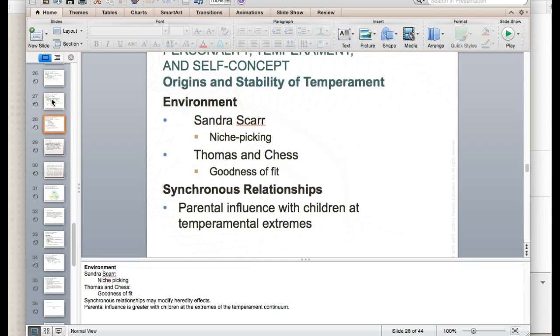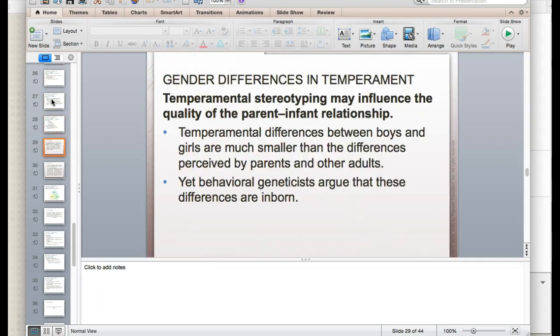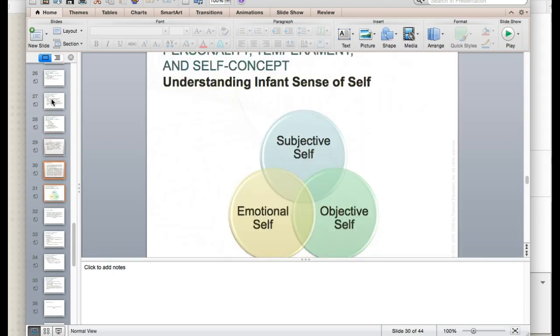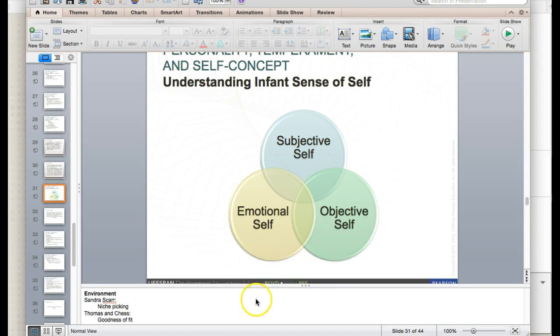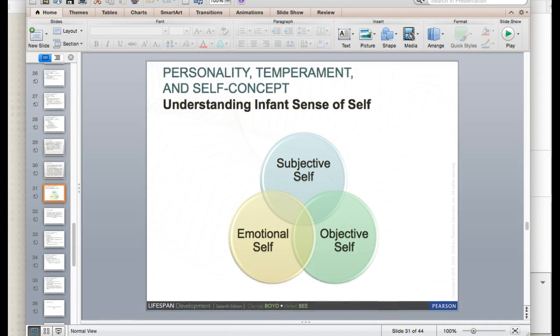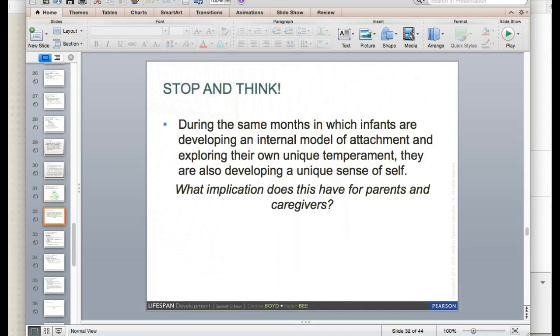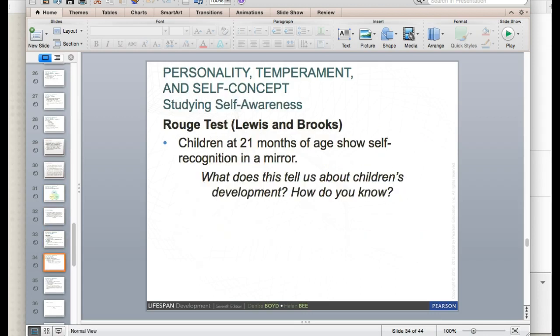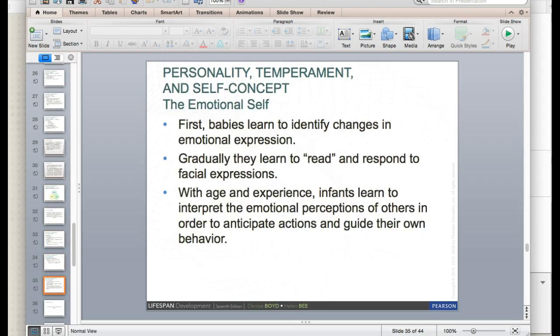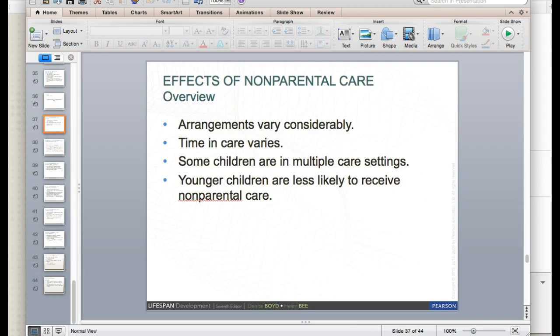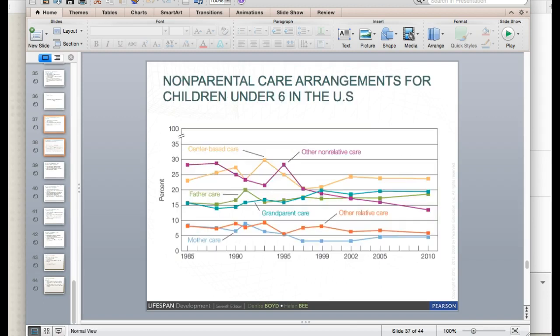Let's see. A lot of this stuff you guys can review. I need to move this down again so we can see. There we go. Yeah, like I said, a lot of the stuff that you guys will review once you read over each chapter.